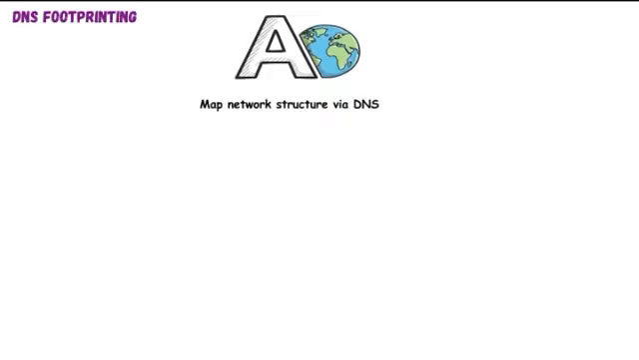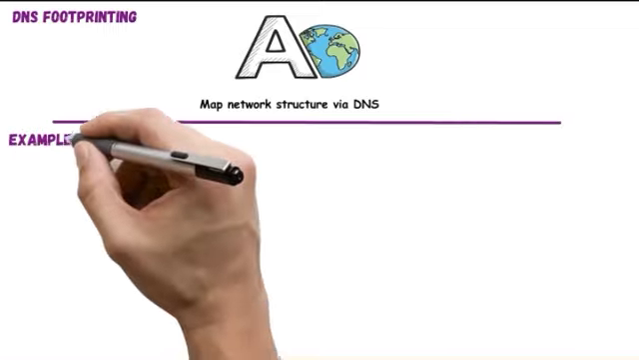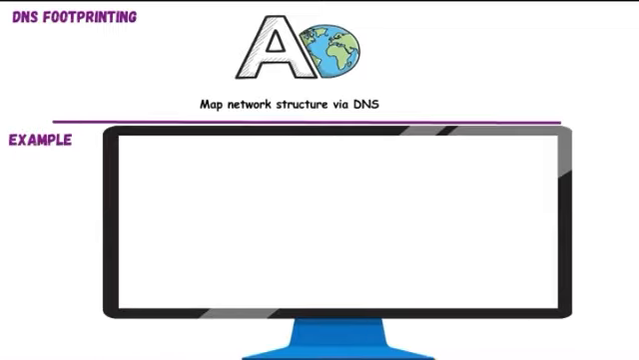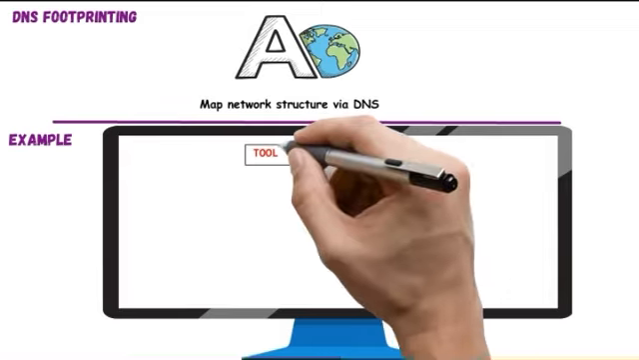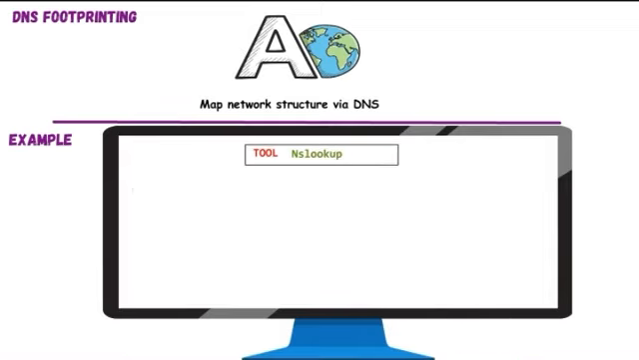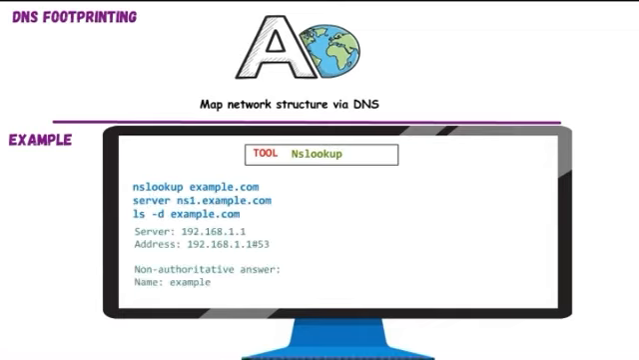Now, practically, let's perform a DNS lookup for a target domain. We will use nslookup, a command line utility available on most operating systems. To do this, we simply type nslookup example.com. This command queries our configured DNS servers for the IP addresses associated with example.com.